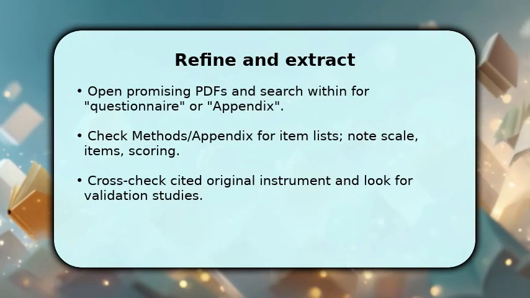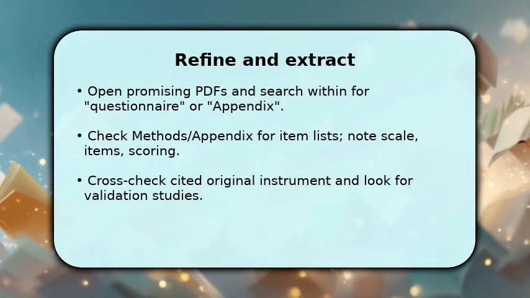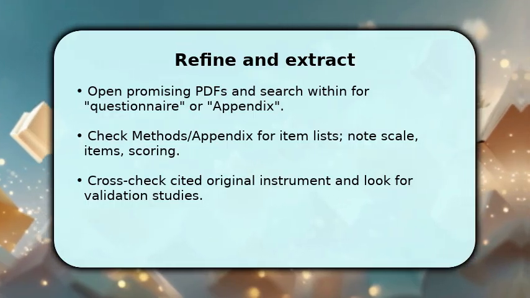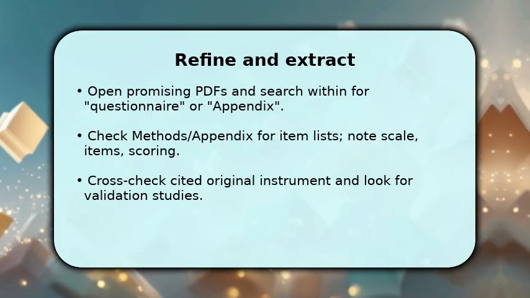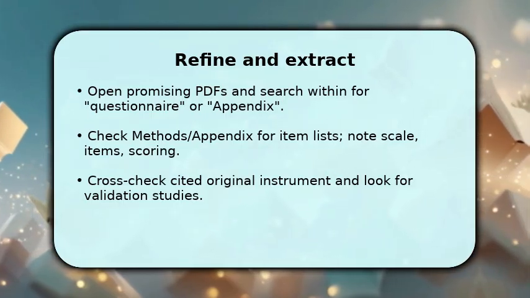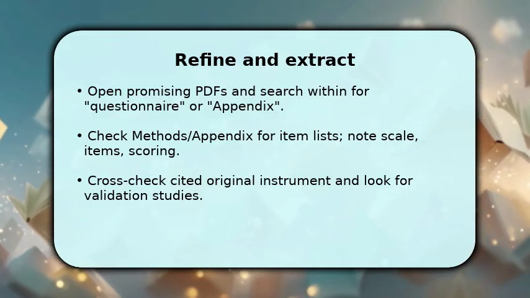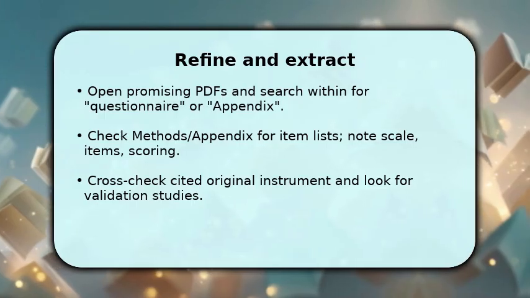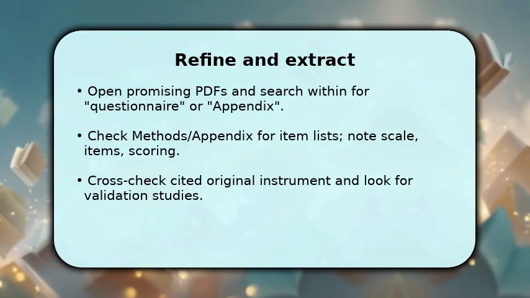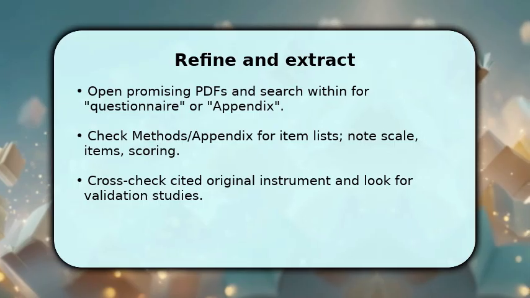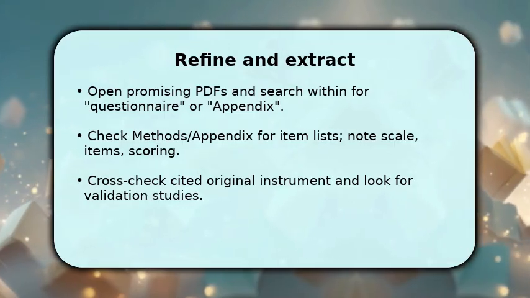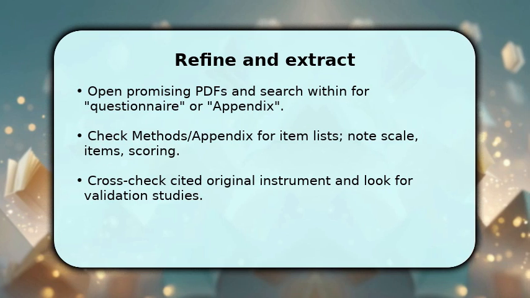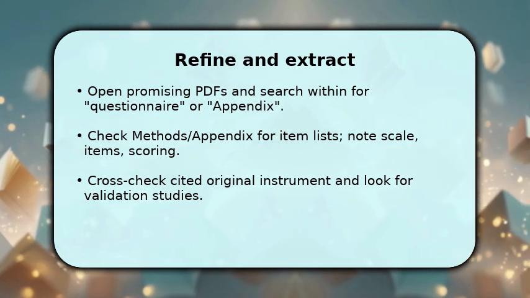Once you have results, open PDFs and search inside documents for words like appendix, instrument, or questionnaire to find the actual items. Make sure to record the item wording, response scale, scoring instructions, and any author permissions listed. Next, follow citations to the original instrument paper to confirm validity and licensing. If the questionnaire isn't fully reproduced, you'll know whom to contact. This methodical extraction avoids missing key details and ensures your chosen tool is appropriate and usable.